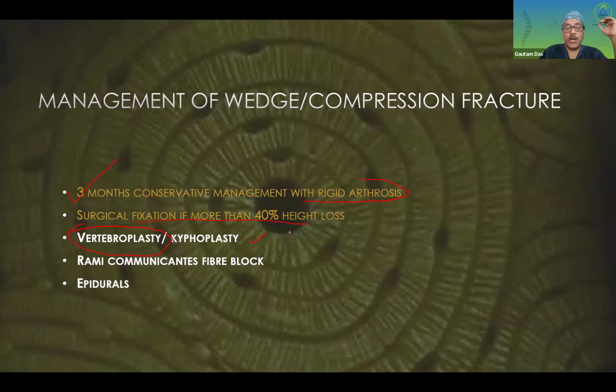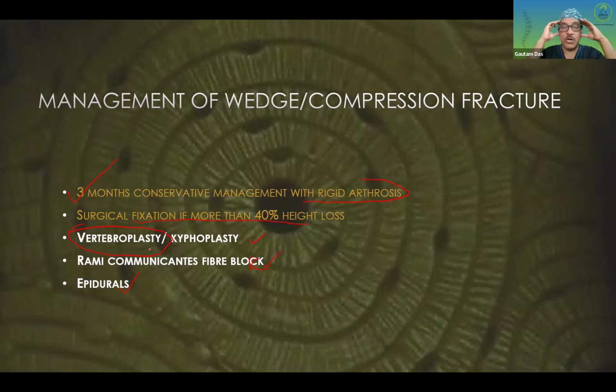Rami communicans block, I told you how effective it is, because ultimately the pain signal is going by the sympathetic fibers, by the rami communicantes and the sympathetic trunk. So if you block the rami communicantes, then also it will be effective. Epidurals also will be effective. Why? Because epidurals also cause sympathetic blockade. The epidural which you are giving is not only blocking the somatic fibers, it also blocks the sympathetic fibers through which the pain is going. So that is also effective, but it is short-term effective. They don't give a long-term effect.